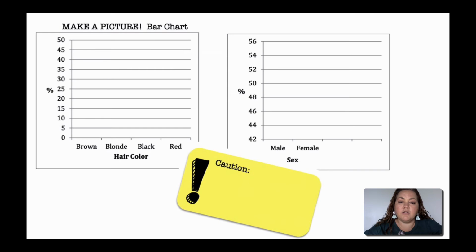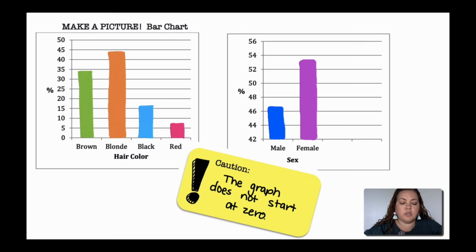All right, now I can use that data to make a picture. So I'm going to make a bar chart. So brown, I just went up to those percentages and filled them in. Okay. The other one, this is relative frequency by sex, male and female. You have to be cautious because if you notice, it looks like there's a huge difference between male and female. When I looked at the percentages, they weren't that far off.